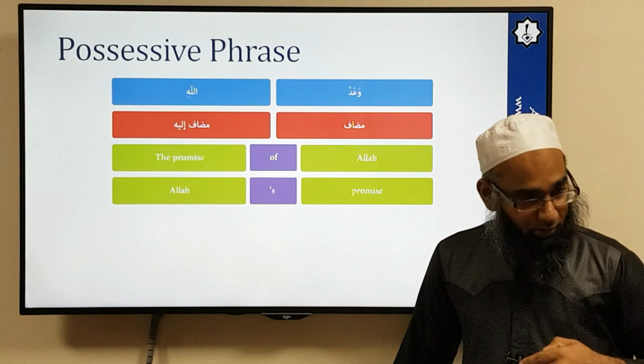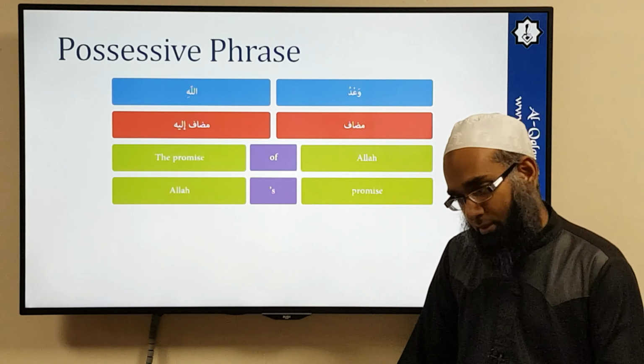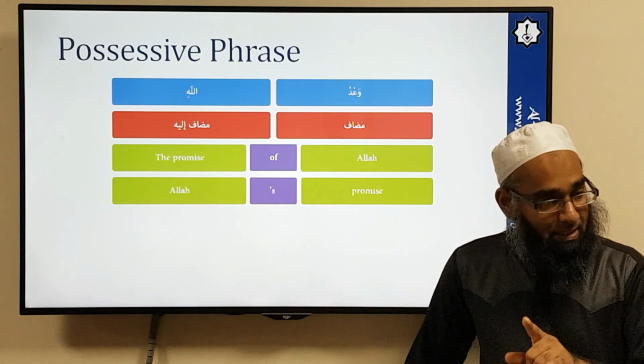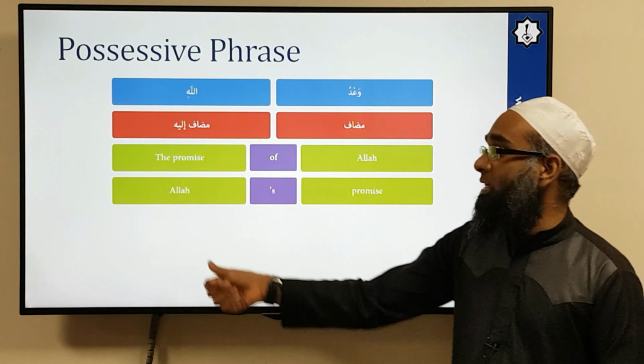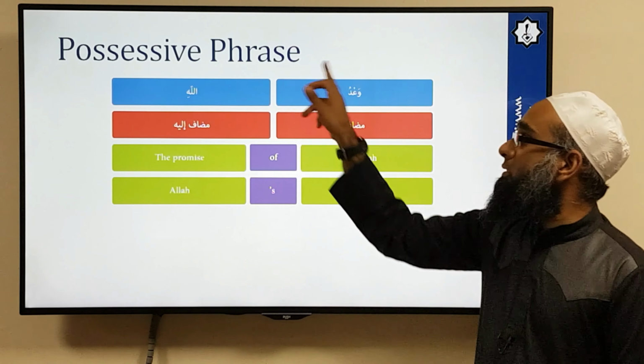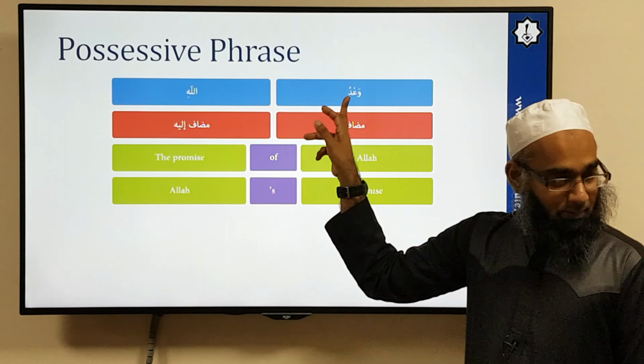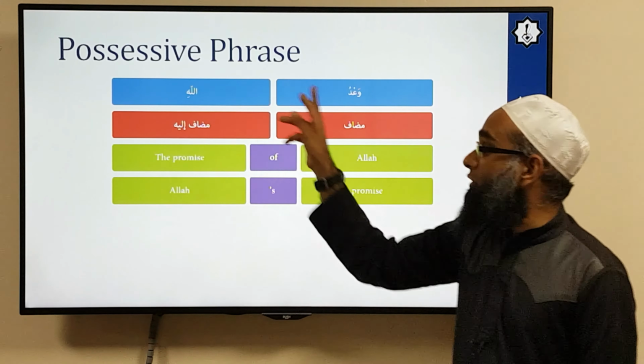But if you want to go the other way around, use apostrophe S, which you can use, sometimes you will have to use it. But I prefer using the "of" for beginners, it makes it easier. But if you want to use that one, you have to use the opposite order. What is it? Allah's book, Allah's promise, Allah's messenger. Do you understand? The mudaf ilayhi was translated first if you use apostrophe S.